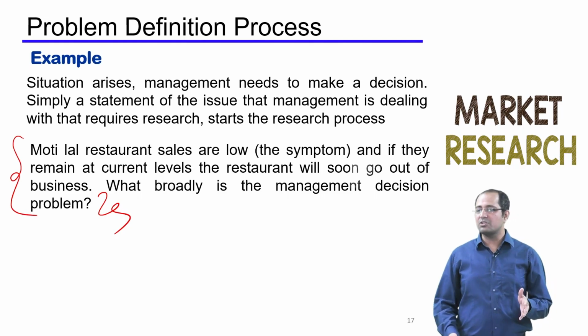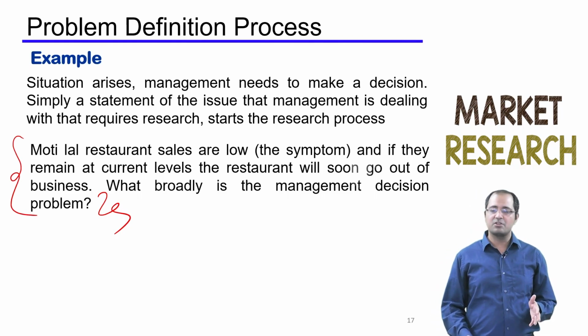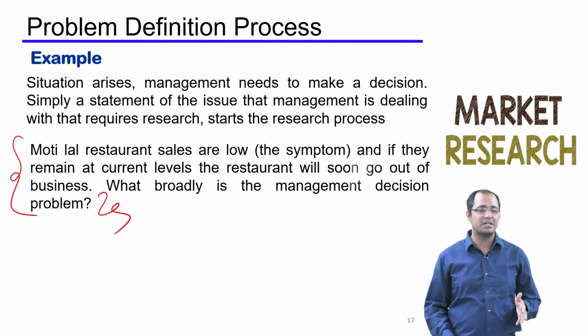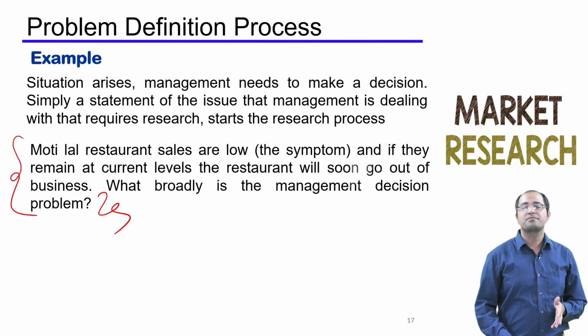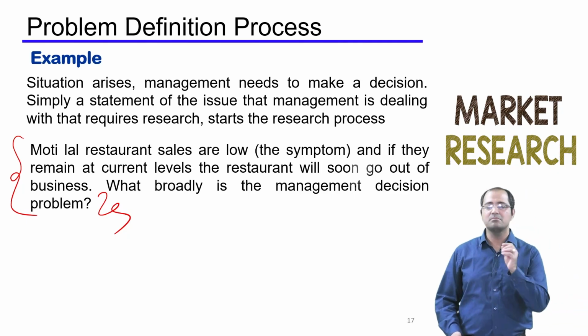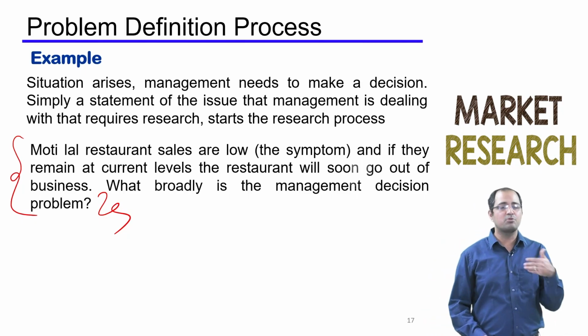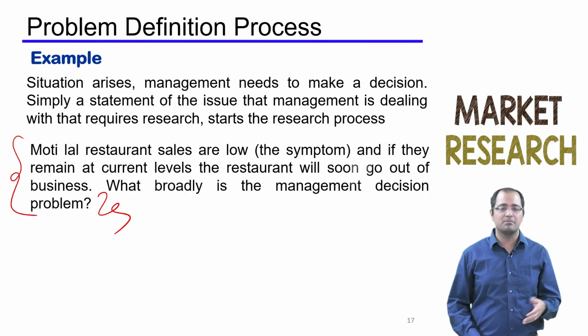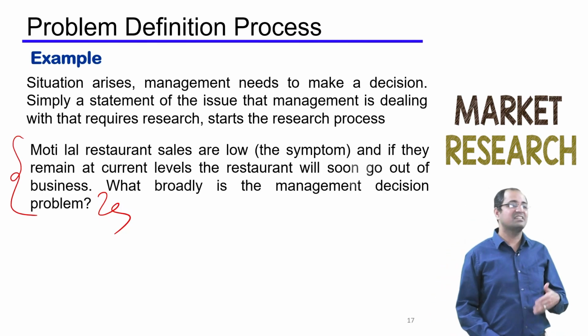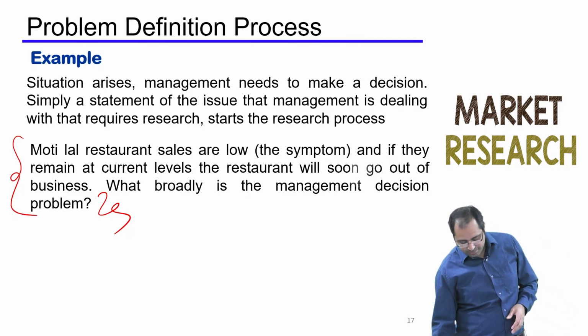So the restaurant owner comes to you, says that sales are low. If they remain at current levels, we will have to shut down. Help us. Now you know the symptom. The management decision problem is focused on symptoms. Management decision problem, you will have to write what will be the management decision problem. What should be done? Please state in the question format. What should be done to?